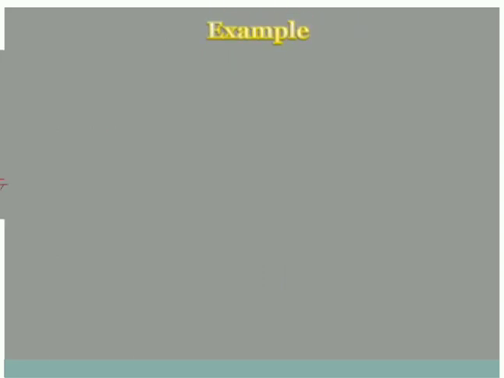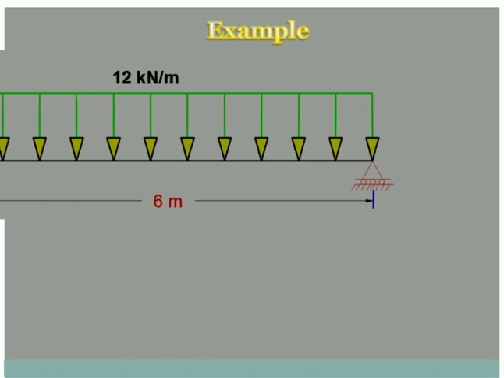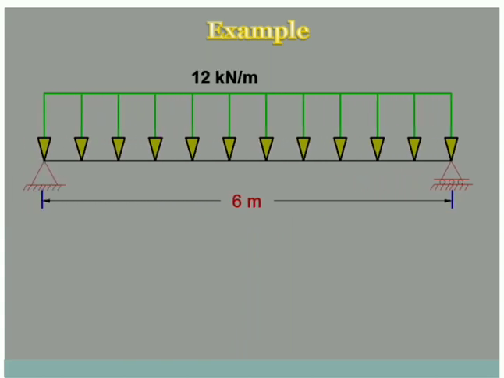Now, let us consider one example of a UDL. Now, how will we read this? We will read it as a UDL of 12 kilonewton per meter acting over the entire span of the beam, which is 6 meters. Now, we have to learn how we convert this UDL into a concentrated force for analysis. When you have a UDL, we need to convert it into concentrated force and then consider it for analysis. Now let us study how to do it.